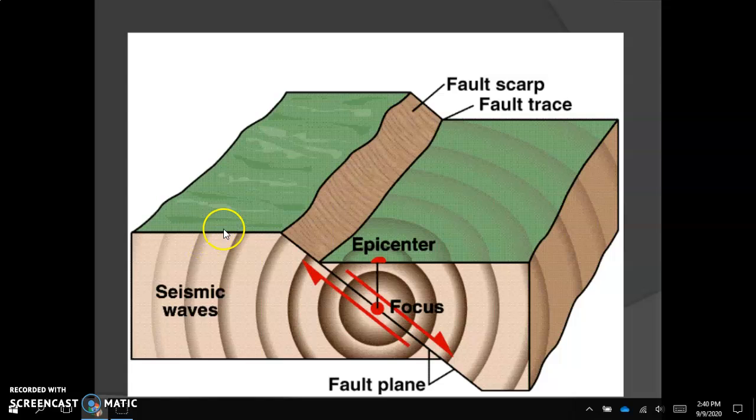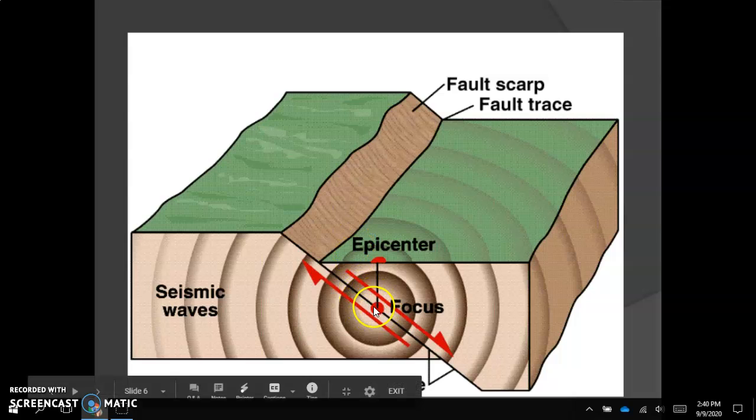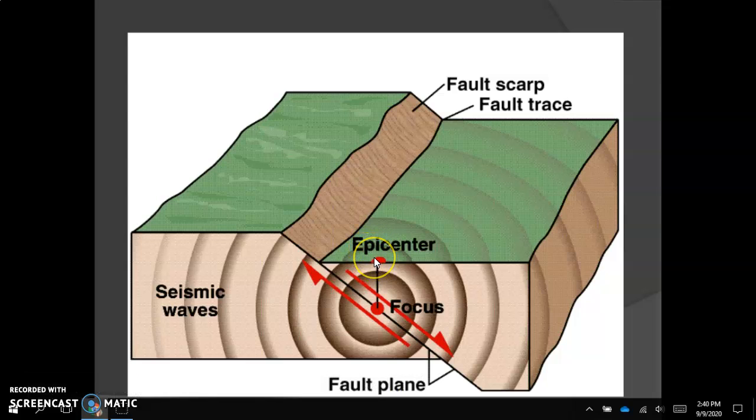Here we have our fault line. Here we have our footwall. Remember, we can tell our footwall by its larger than 90-degree angle. So we have our footwall and our hanging wall. This is our fault here. And our focus is on the fault line. Our focus is here beneath the surface on the fault line. This is where the earthquake starts. The epicenter, epi means above, is on top, right above the focus.